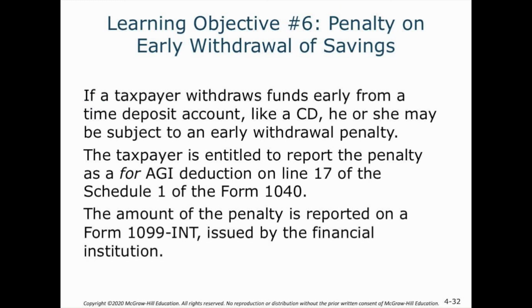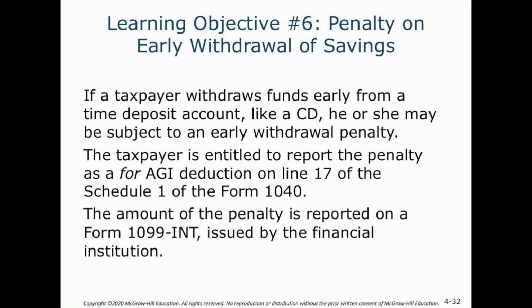Learning objective 6, penalty on early withdrawal of savings. Now, if a taxpayer withdraws funds early from something like a certificate of deposit, there's going to be an early withdrawal penalty, or at least there likely would be. The taxpayer is entitled to report the penalty as a for AGI deduction, and they'd report it on line 17 of the Schedule 1. The amount of the penalty is also going to be reported on the Form 1099-INT, which is issued by the financial institution.